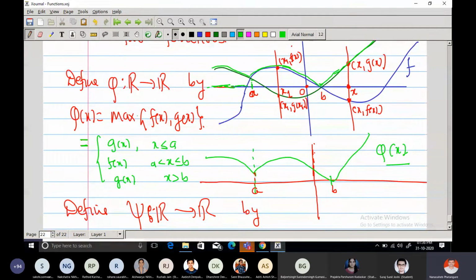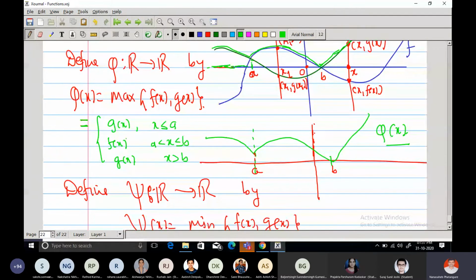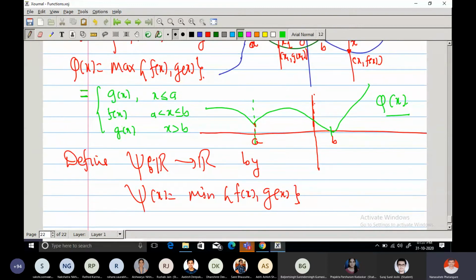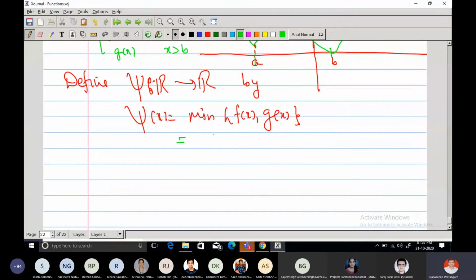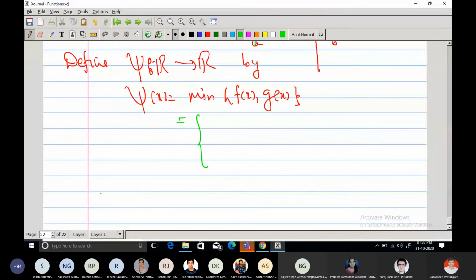In general, it is the maximum of f(x) and g(x). But if you look at this particular graph, then this is the definition of phi(x). Similarly, you write down the definition of psi(x) in this particular situation, right? Can you write this now?